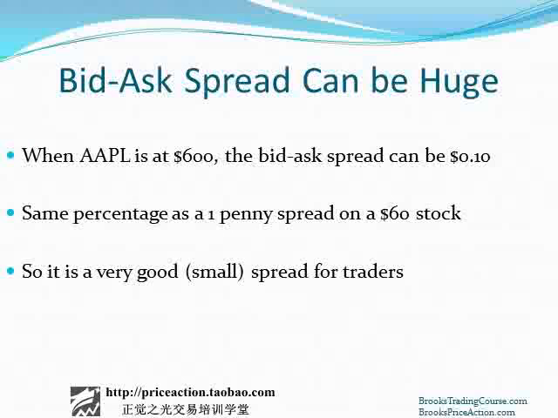The bid-ask spread can be huge. When Apple's trading around $600, the bid-ask spread can be 10 cents, sometimes 20 cents. However, you can say, well, I don't want to pay a 10-cent spread on a call. That's way too much. But on a percentage basis, a 10-cent spread on a $600 stock is exactly the same as a 1 penny spread on a $60 stock. And that's a very good spread, a very small spread for traders. So when Apple has a 10-cent spread or even a 20-cent spread, that's actually a very good deal for traders.